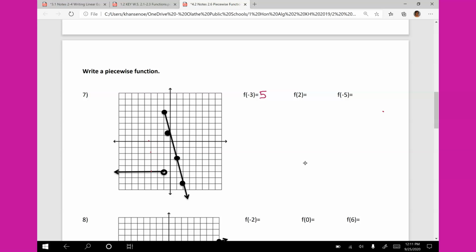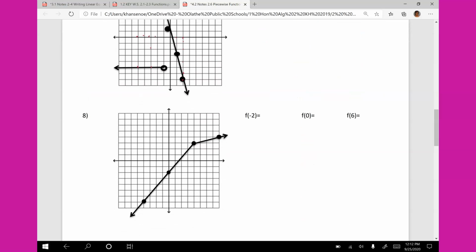f of 2. 1, 2. So I go down to the graph. 1, 2, 3, 4, 5, 6, 7. So this is 7. I go to negative 5. 1, 2, 3, 4, 5. Down. That's 5. Okay, so you're going to that graph.